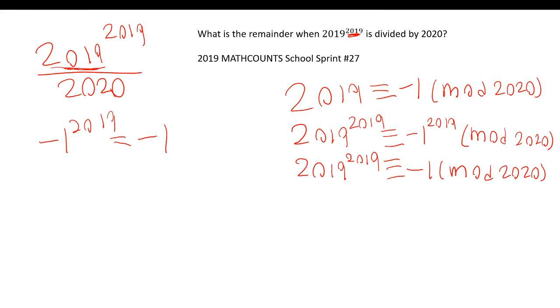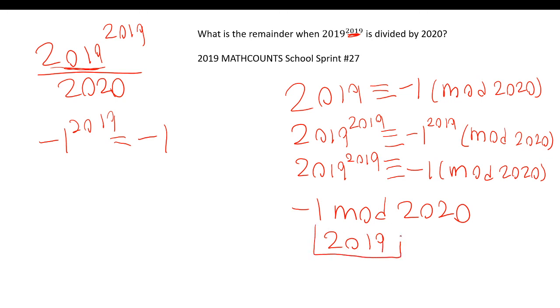Now we can find -1 mod 2020. Whenever you have a -1 and a mod, you find the positive difference. So -1 mod 2020 is just 2020 minus 1, which gives us 2019, which is the remainder. The other way would give us the same answer, but it would take literally forever. Now we have a fast answer with modular arithmetic.